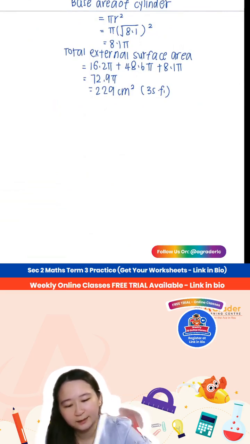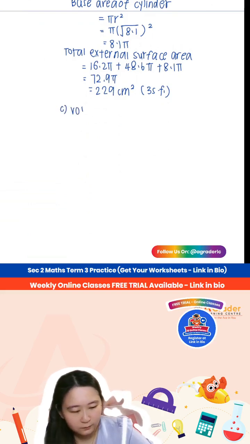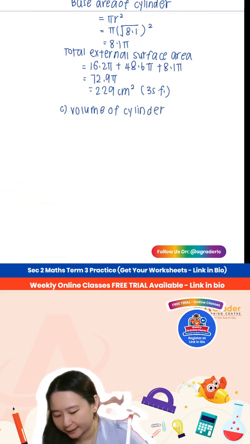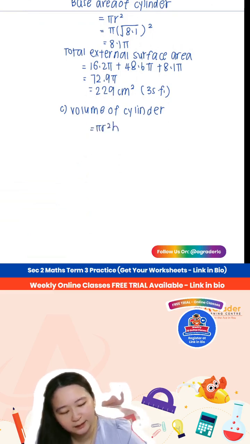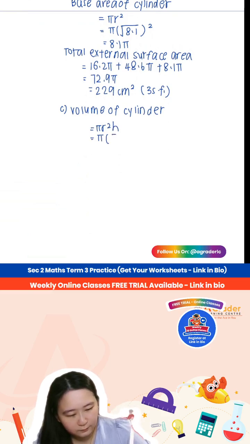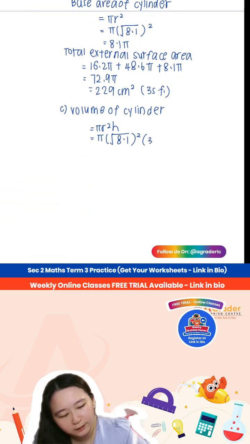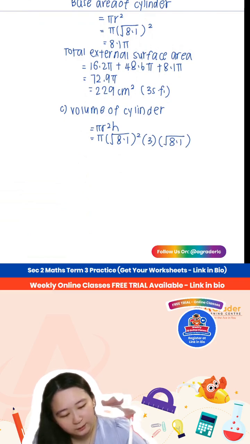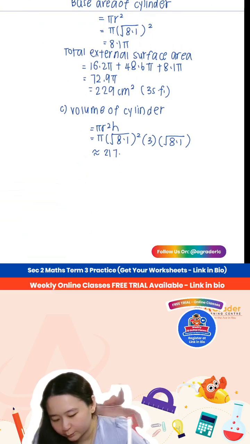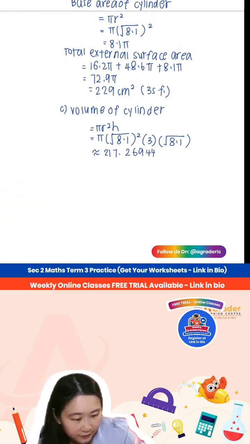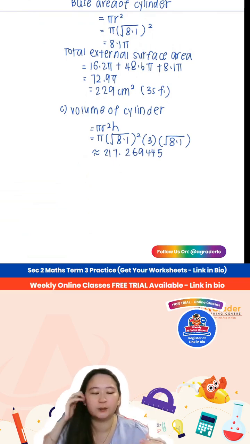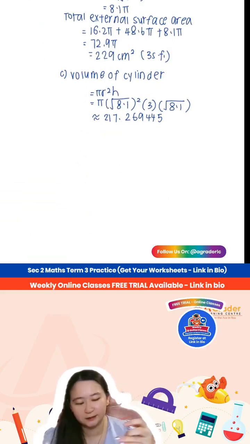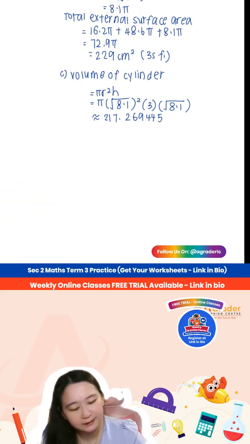So for part C, the volume of the cylinder will be base area times height. So pi r squared times height. Radius is square root of 8.1. Height is 3 times square root of 8.1. So it's approximately 217.269445. Because there's a square root involved here, it's impossible for us to leave it in exact form. We can just leave it in more significant figures. So this is the volume of the cylinder.